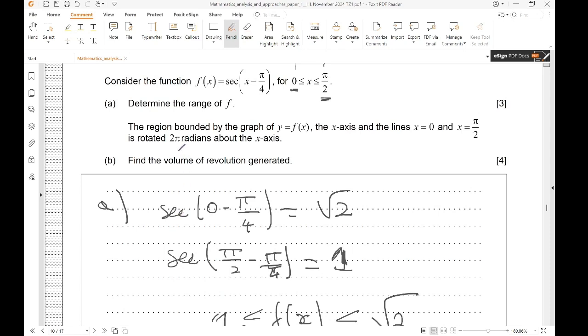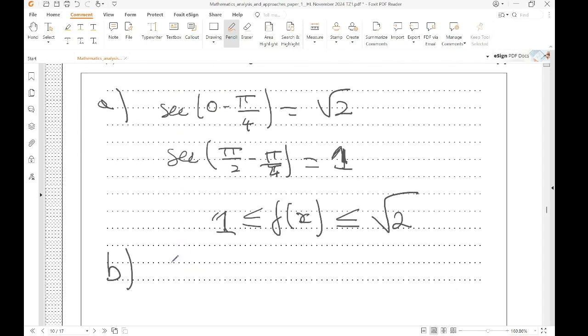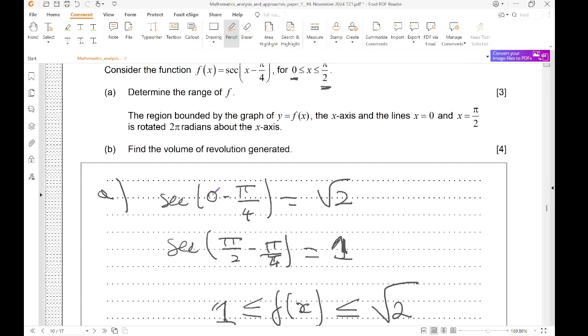Question B. The region bounded by the graph of y equals f of x, the x-axis and the lines x equals 0 and x equals pi over 2 is rotated 2 pi radians about the x-axis. Find the volume of revolution generated. This is a really annoying question to do. You just have to remember the formula. They're asking for the volume of revolution, the volume of rotation. They've given you what it is limited by, 0 and pi over 2, and you just need to remember the formula now.